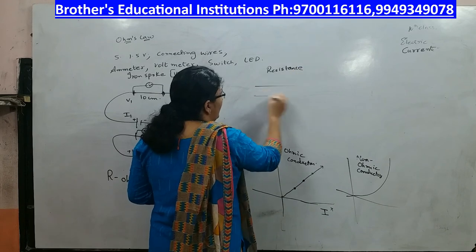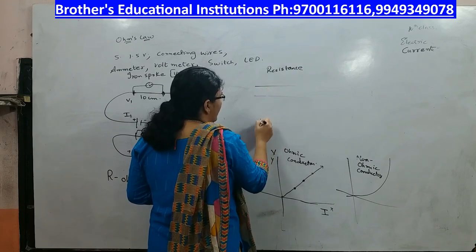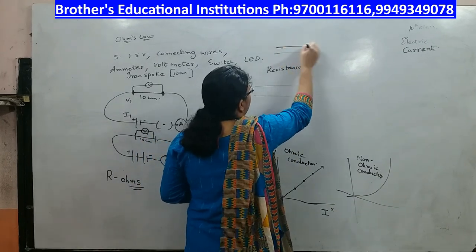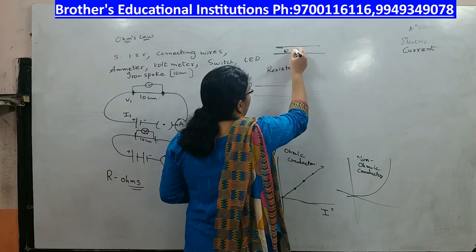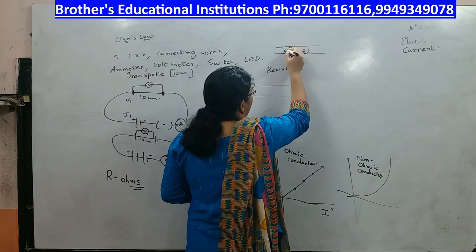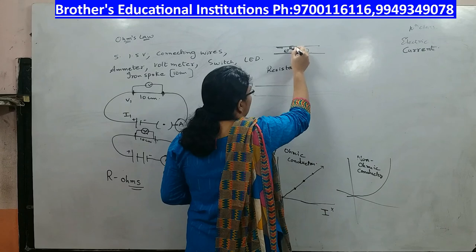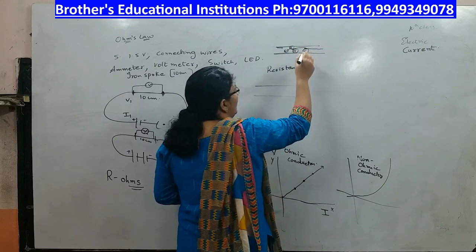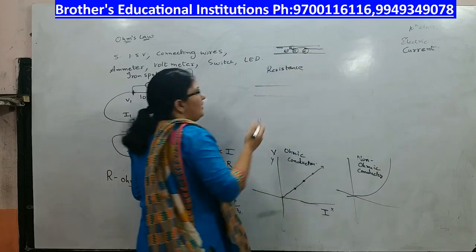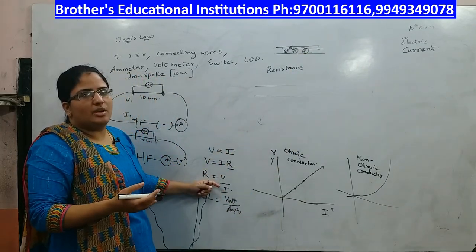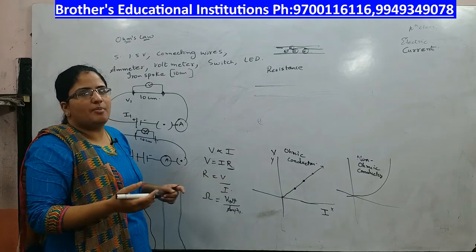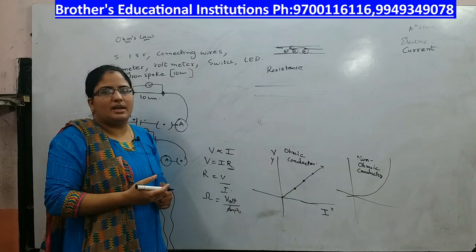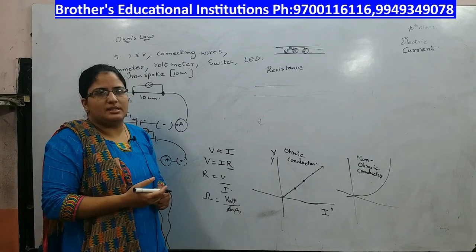Whenever the electrons are moving in a conductor, they collide with the lattice ions and then they stop for a certain time, then they move with the drift speed, again they are accelerated. So here the motion of the electrons is opposed by the lattice ions. This is called resistance. The opposition to the flow of electrons by the lattice ions in the conductor is called resistance.